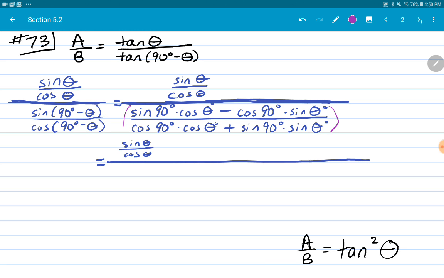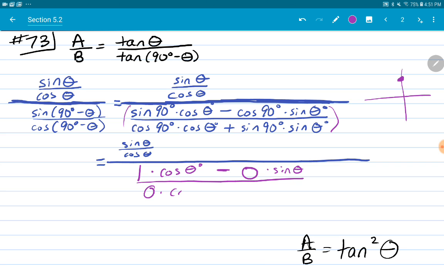So let's see, sine of 90 degrees. Think about your unit circle. At 90 degrees, we're right about here, and the sine is the y value. So sine of 90 degrees is 1. And the cosine of theta, I don't know what theta is, so that's just cosine of theta, minus cosine of 90 degrees. Thinking about your unit circle, the cosine is the x value, so that is 0. And 0 times anything, including sine of theta, is still 0. I'll write it in just to show my work, but in the next step we'll write it as 0. And in the numerator of the denominator, we get cosine of 90 degrees is 0 times cosine of theta plus sine of 90 degrees is 1 times sine of theta.